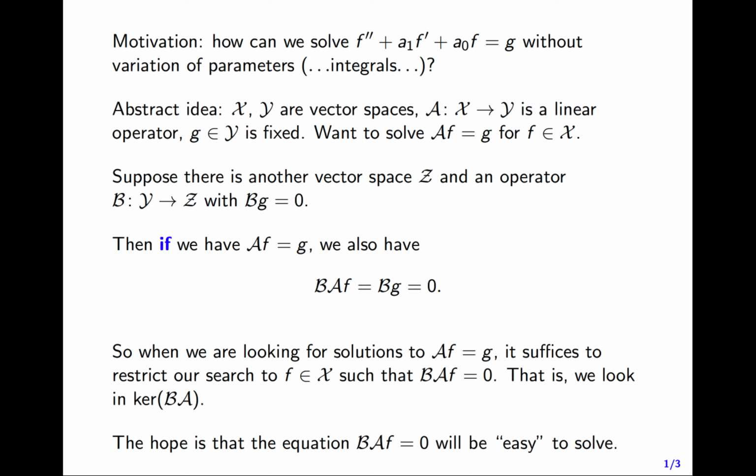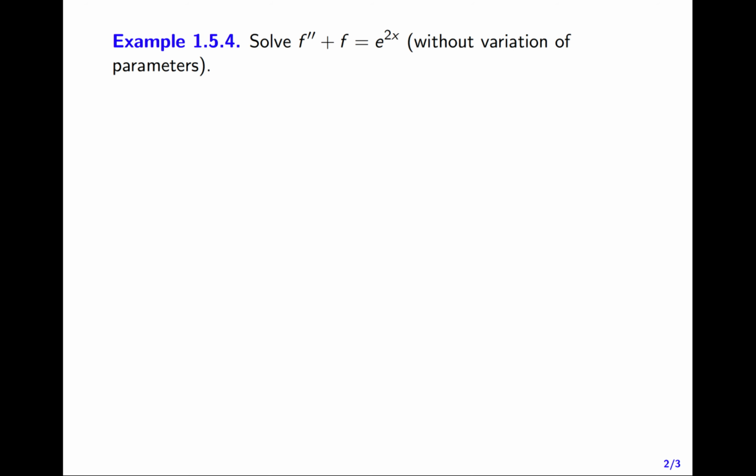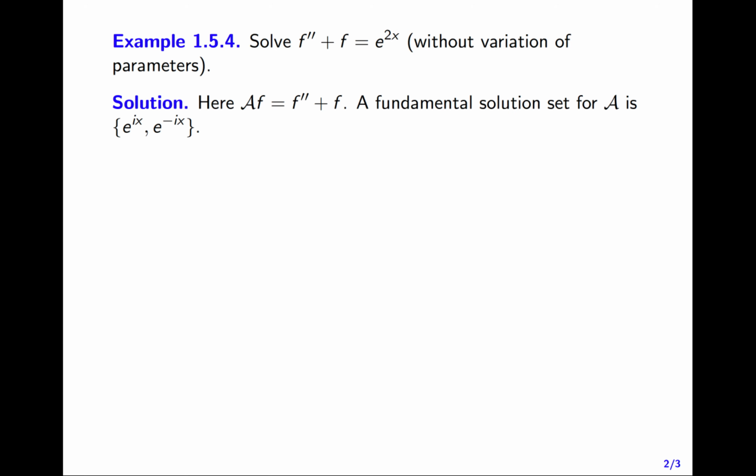So let's zoom back into a very particular example that will illustrate this method. We want to solve f'' + f = e^(2x), ideally without using variation of parameters. So here, our operator A is A f = f'' + f. This is a very familiar operator. We know that a fundamental solution set for A is e^(ix) and e^(-ix), or another fundamental solution set is cosine of x, sine of x.